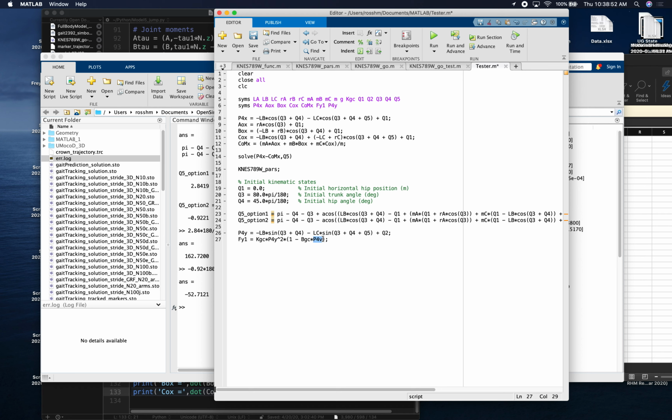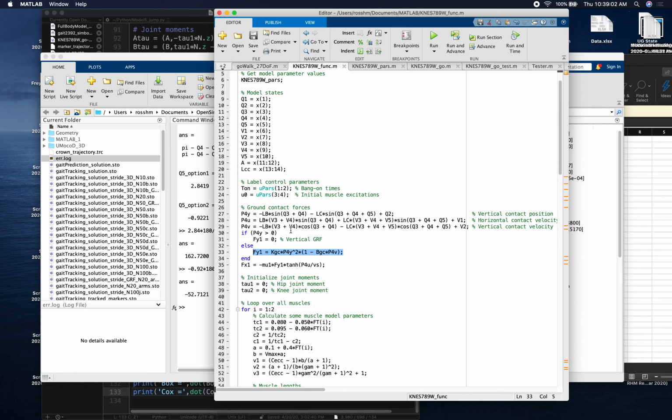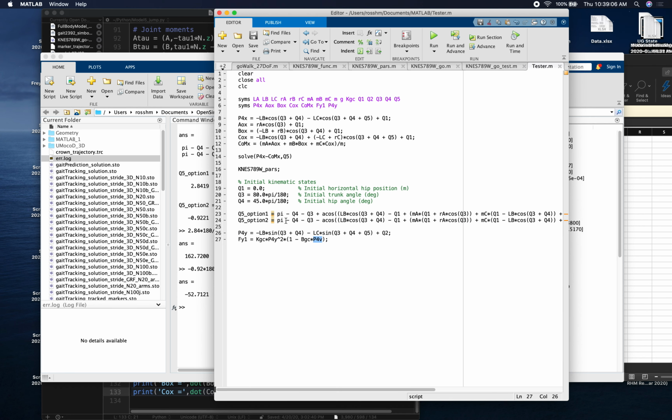P4v, the velocity of the contact point, is going to be 0. You could compute it if you wanted. If you want to make this kind of a more general purpose code, for example, you could copy over this expression for P4v, and then you could enter in symbols here for V1 through V5, and then when you're actually computing things, specify your initial kinematic state with zeros for all those V1 through V5.